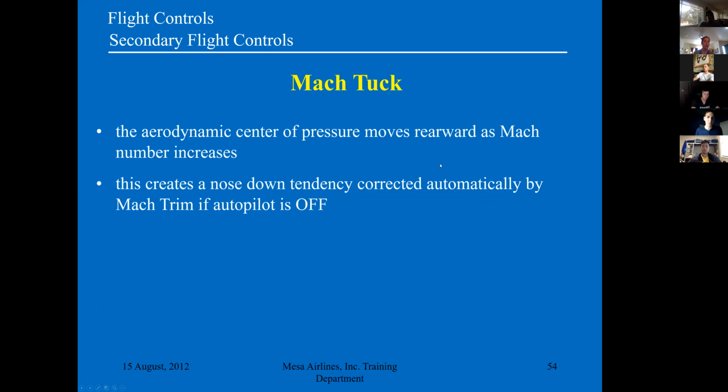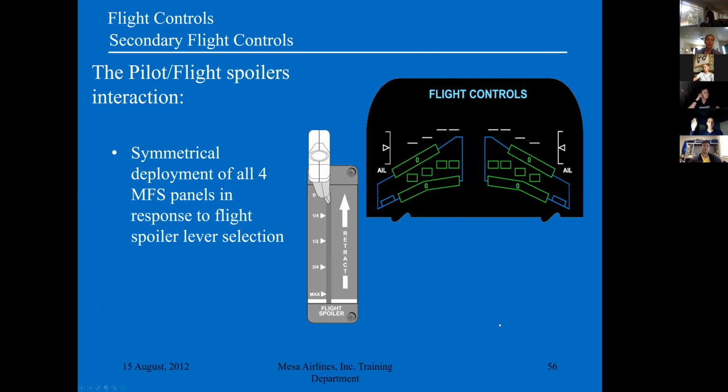Mach tuck is an aerodynamic situation. The faster you fly, basically, the pressure moves rearward. And I have a very technical term for this. It's called wonkiness, squirreliness. The airplane gets very squirrely as the center of pressure moves rearward, because you have more lift up front. So squirrely, we don't like squirrely. So the mach trim actually, if the autopilot's off and you're hand flying, you can get this nose down tendency. Mach trim corrects that.